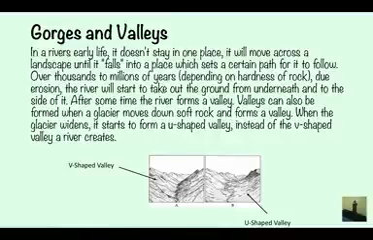Valleys can also be formed when a glacier moves down soft rock and forms a valley. When the glacier widens, it starts to form a U-shaped valley instead of the V-shaped valley a river caused. So here you can see the V-shaped valley, which is caused by the river. You've got the U-shaped valley, which is caused by a glacier.